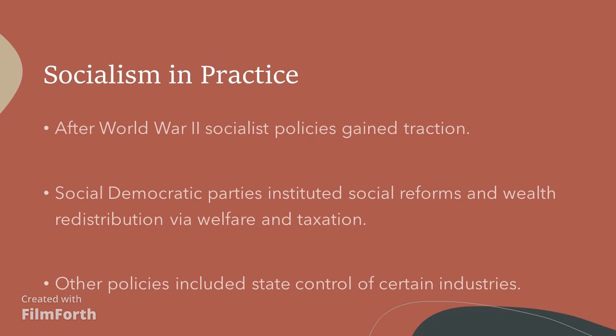So they're trying to implement these practices because they were able to come to power in a lot of different countries. And so they were able to institute the reforms they had so much wanted to do. Now let's backtrack a second and talk about why communism and socialism are different at this point.